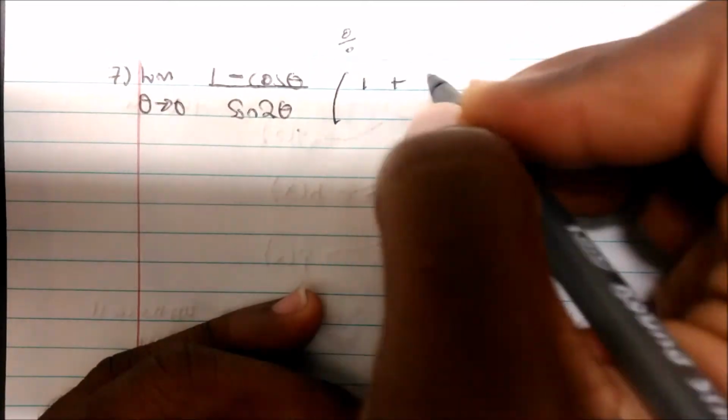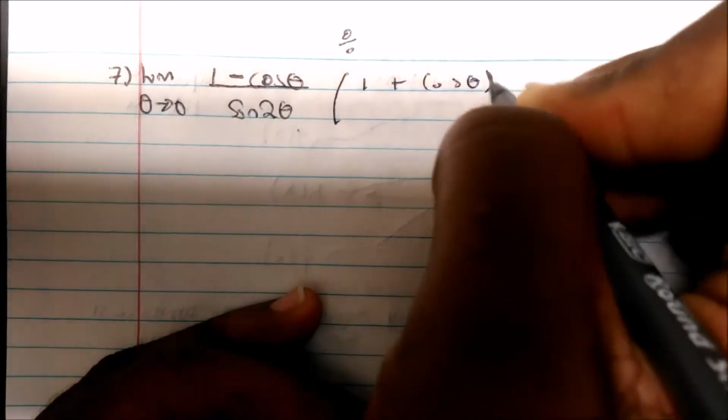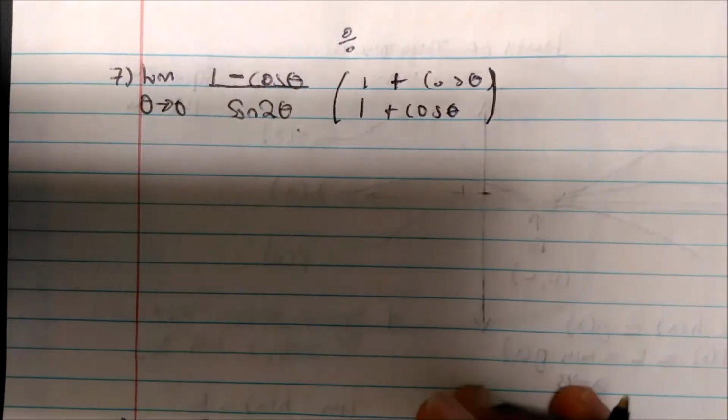Well, 1 plus cosine theta, right? Whatever we do to the top, we do to the bottom. 1 plus cosine of theta, right?